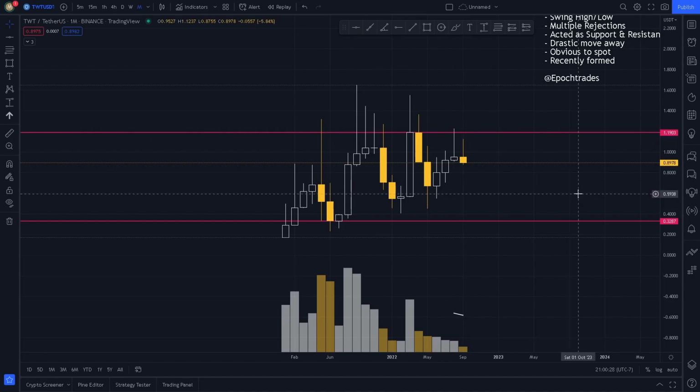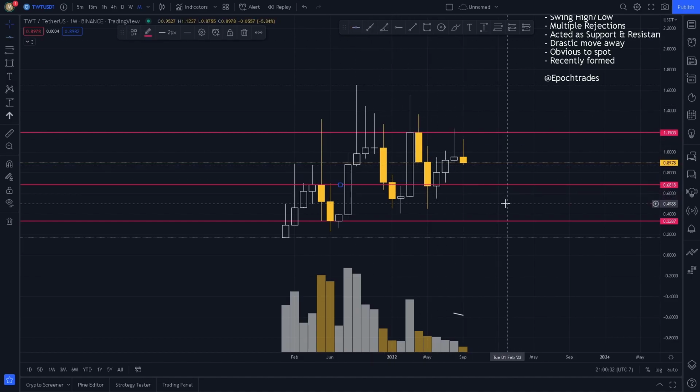So another level that I see is right in the middle, somewhere around here, which we'll fine tune in the weekly. But on the monthly chart, we can see that this level acted as resistance, tried to break through but quickly recovered, and acted as support. So now let's move to the weekly chart and see what else we can find.